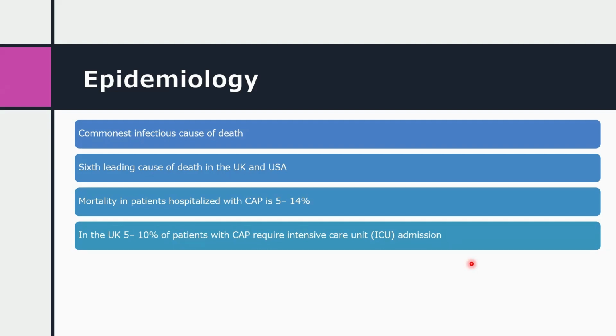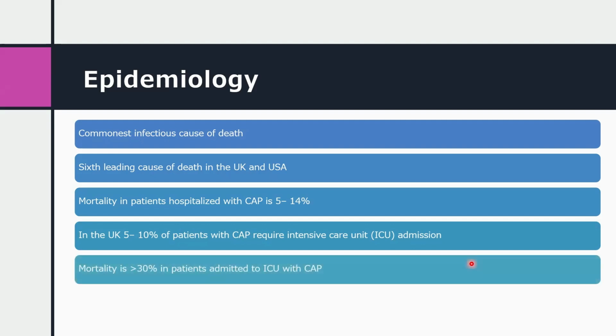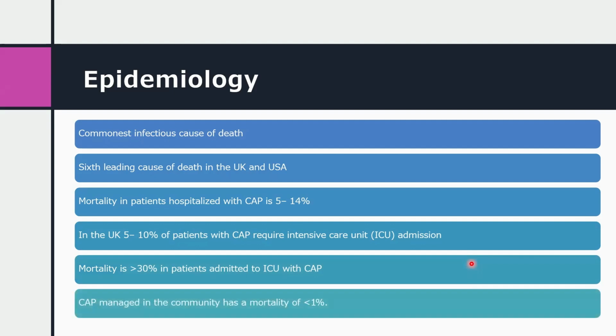In UK, 5 to 10% of patients with pneumonia require ICU admissions. When a patient with pneumonia needs to be admitted in the ICU, the mortality jumps up to more than 30%. While if the patient is managed in the community settings, which means they have mild disease, then the mortality is less than 1%. There is a big difference.